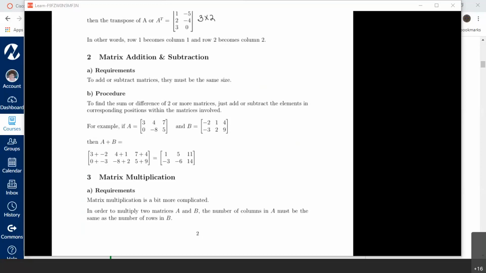Let me give you an example. Suppose you have matrices that represent inventory in various warehouses that your company owns. If you want to know your total inventory, well, what do you have to do? Well, you have to add the quantities that are in each warehouse.